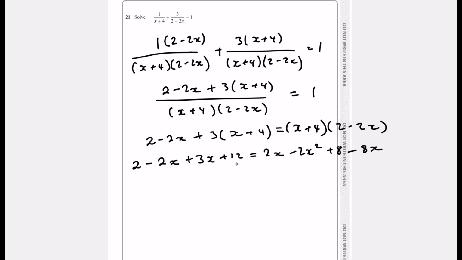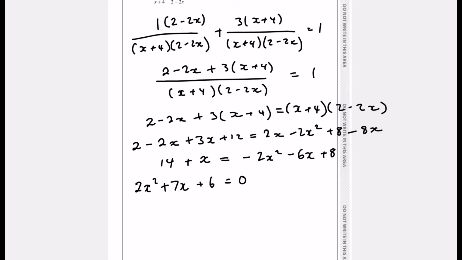Simplify what we can. So 2 and 12 make 14. Negative 2x plus 3x is 1x. Then we've got negative 2x squared. 2x take away 8x is negative 6x. And we've got an 8. I'm going to move everything over to the left side to make my x squared positive. So plus 2x squared. I'm going to plus 6x to both sides. So that'll be 1x plus 6x is 7x. And take 8 away from both sides. So I've got 2x squared plus 7x plus 6 equals 0.